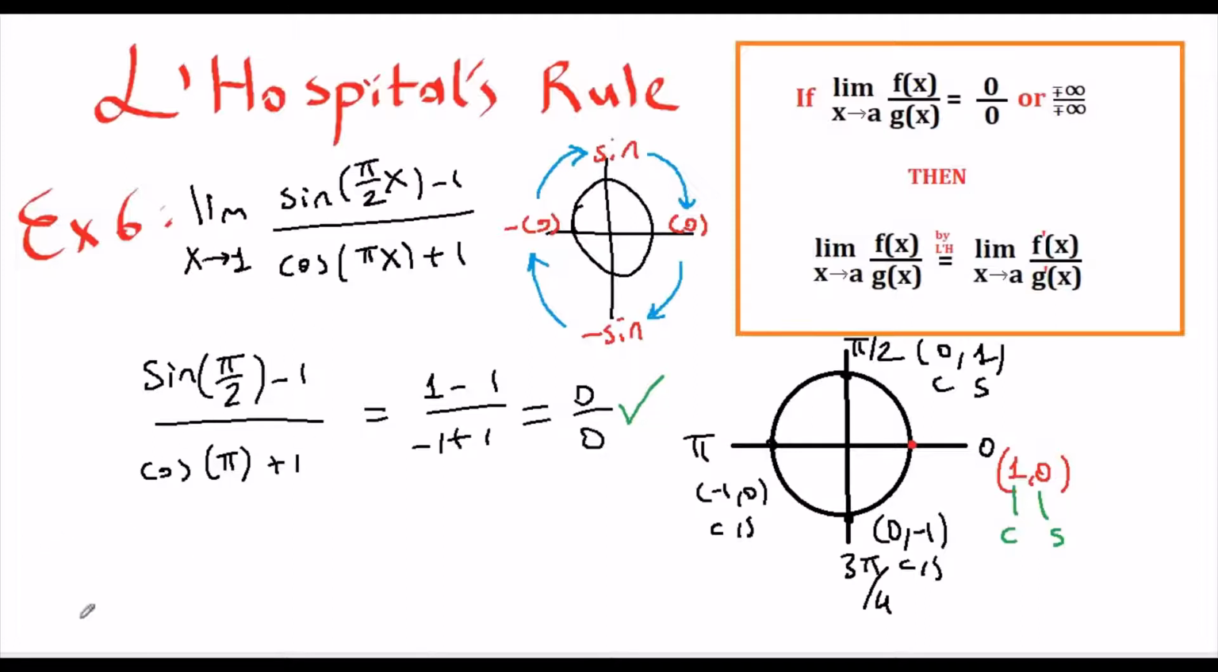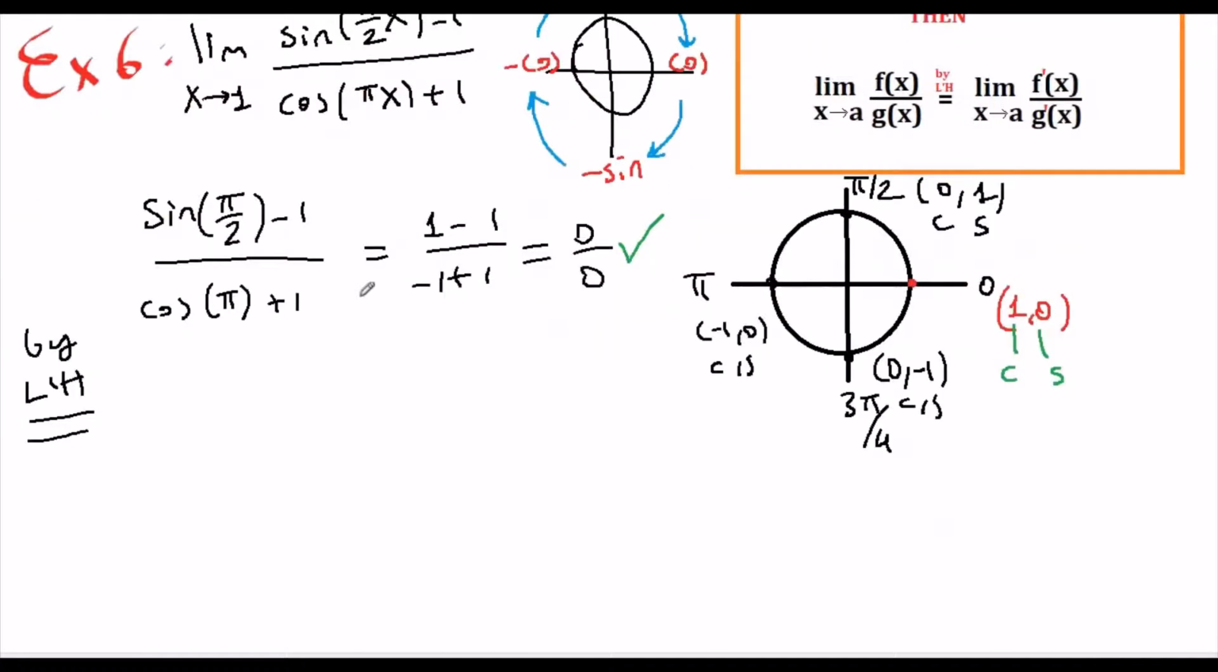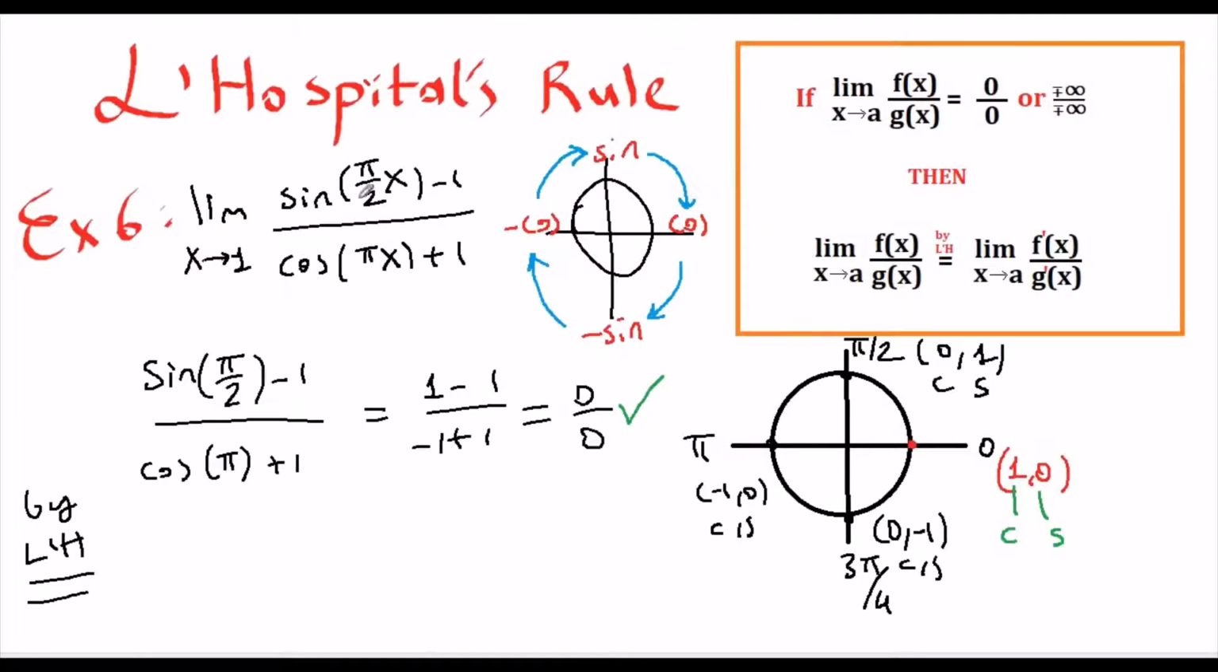So our original limit is equal to, by L'Hopital, the derivative of the top over the derivative of the bottom. So we're going to take the derivative of sine of pi over 2 x. The derivative of sine is cosine, and we need to multiply it by the derivative of the inside function using the chain rule. The derivative of pi over 2 x is pi over 2, times cosine of pi over 2 x. So this is the derivative of the top, and the derivative of negative 1 is 0. And this is the limit as x approaches 1.